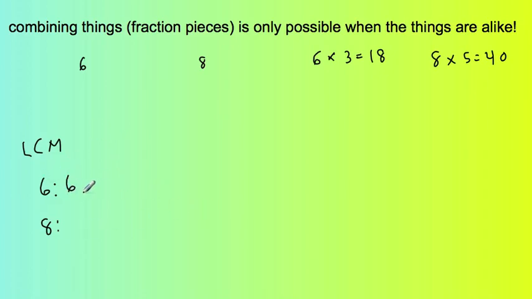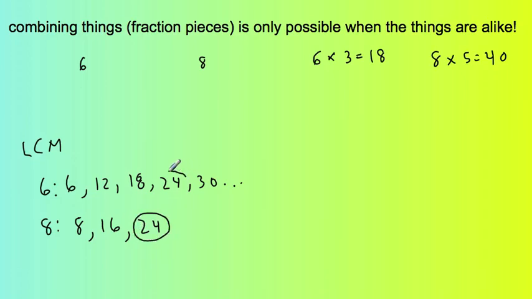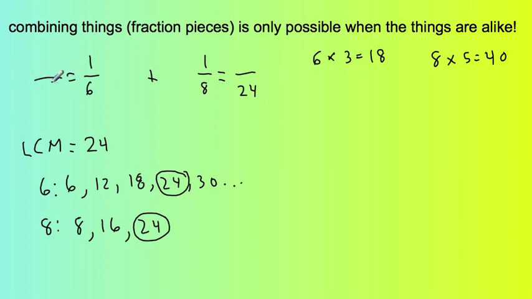So the multiples of 6 are 6, 12, 18, 24, 30, and so on. And then the multiples of 8 are 8, 16, 24, and there we have it. So what do they have in common? They have a least common multiple of 24. So move the 6 down, move the 8 down. If we had 1/6 and we're going to combine that with 1/8, we would use the least common multiple to convert each one of these fractions to something that has a denominator of 24.